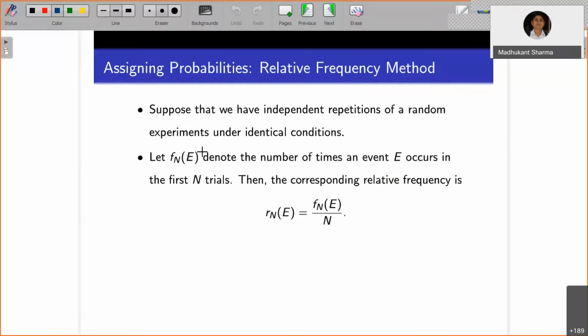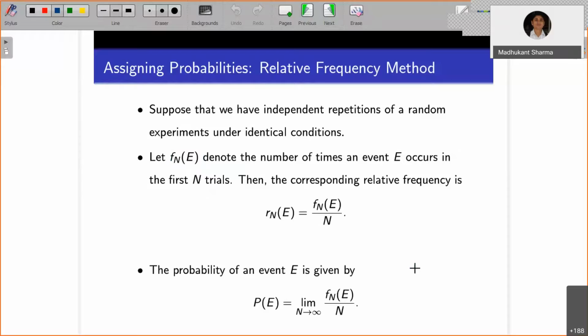Now let Fn of E denote the number of times an event E occurs in the first n trials. So suppose you are flipping a coin, and n trials are there. Out of n, E is the event of getting heads, in the first n trials. Then the corresponding relative frequency is given by the ratio of the number of heads out of the total number of trials n. Then the frequency method defines the probability of an event E by this limit value.